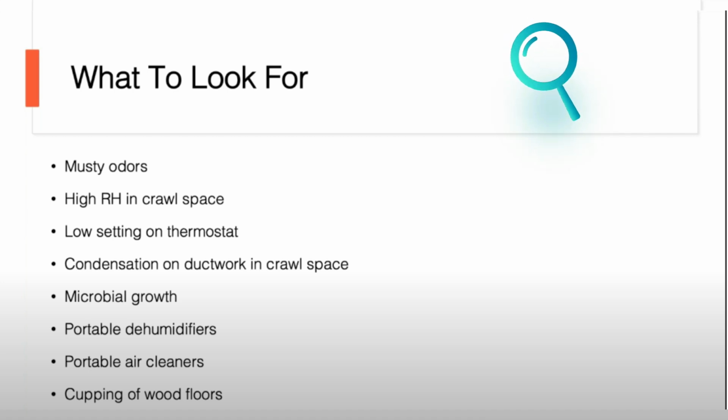You may see a portable dehumidifier where they went out to somewhere, like Home Depot, and picked one up. You may even see these portable dehumidifiers in the living space. Another thing to look for is portable air cleaners. If you see these in the living space, this tips you off there may be an issue in the crawl space. Finally, any cupping or other hardwood floor issues would be another telltale sign of issues in the crawl space.